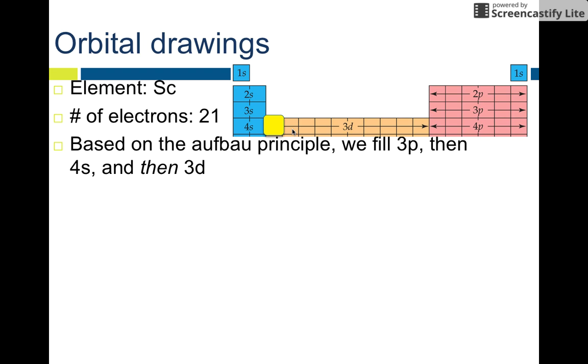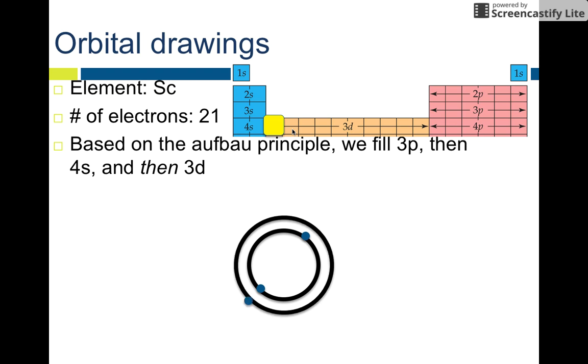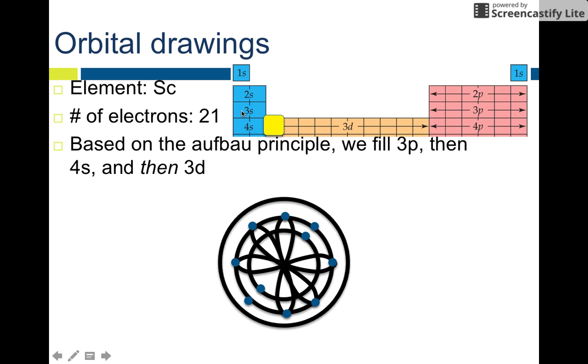So let's start drawing our picture. We've got 1s1, that's hydrogen, 1s2, that's helium, 2s1, that's lithium, 2s2, that's beryllium. Now we put in our 2p orbitals. 2p1, that's boron, 2p2, that's carbon, 2p3 is nitrogen, 2p4 is oxygen, 2p5 is fluorine, and 2p6 is neon. Next, we're up to the 3s. We put another ring. 3s1 is sodium, 3s2 is magnesium.